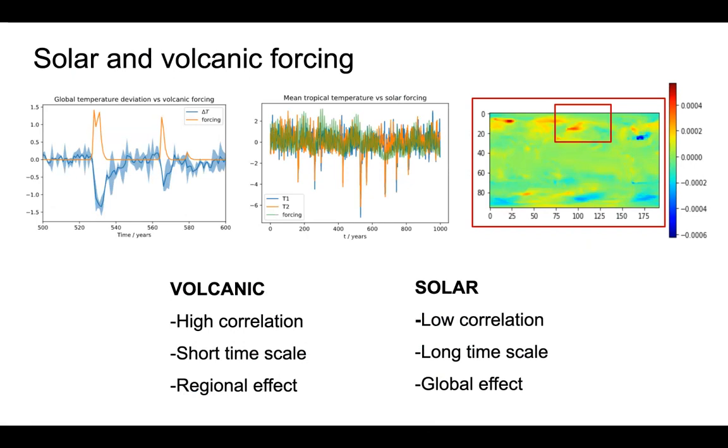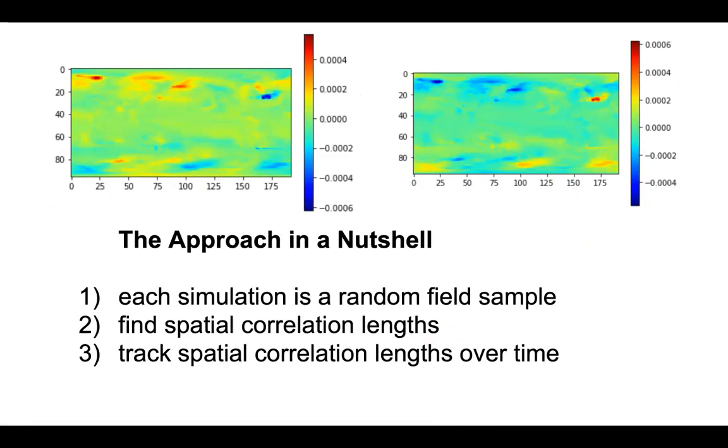And the middle plot, in the green line, you can see the solar forcing as a function of time versus the temperature, blue and orange. And there it seems to be not so obvious. So we have a low correlation with solar forcing, and it's supposed to be a long time scale, some 50 years or something. And on the right-hand side, you can see the spatial data. And we think that volcanic forcing should be a regional effect, and solar forcing should be a global effect. That leads us to the next slide.